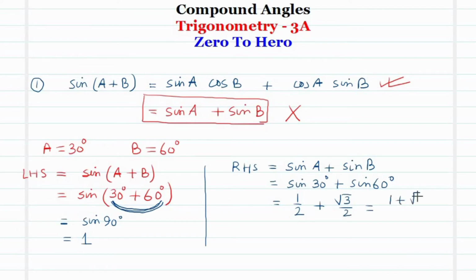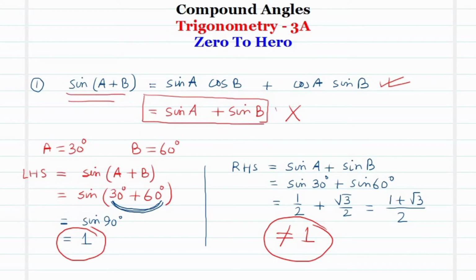So it is equal to 1 plus root 3 by 2, and definitely 1 plus root 3 by 2 is not equal to 1. So from here we can see that the left hand side value and the right hand side value are not matching. That means sine of a plus b is never ever equal to sine a plus sine b.